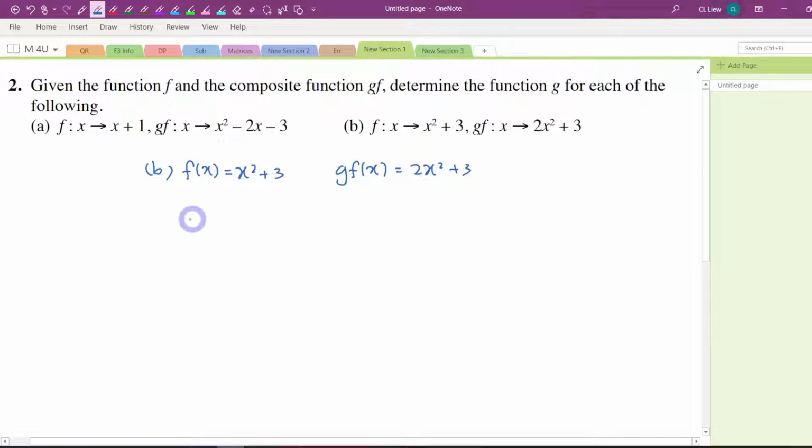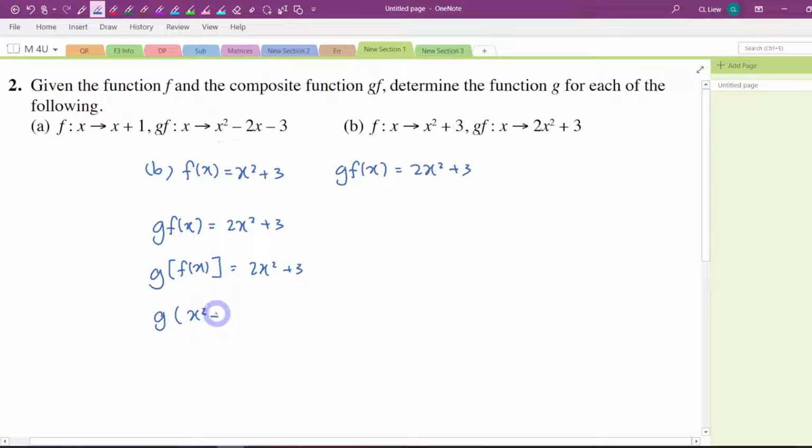Let me copy this whole thing first. g of f of x is equal to 2x squared plus 3. Okay, let me put a square bracket over here. Now, what is f of x? Given by the question, f of x is equal to this, right? So I'm going to copy this whole thing inside here.